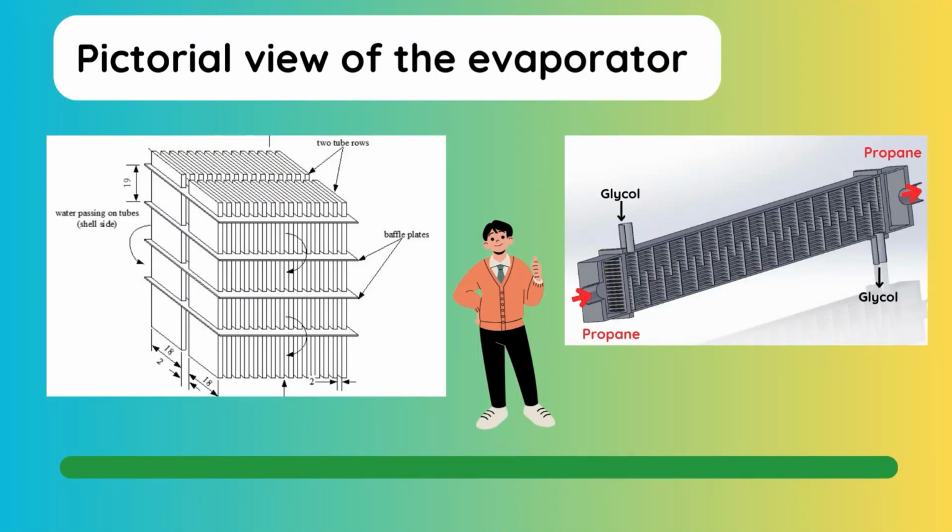This is a pictorial view of the mini-channel aluminum evaporator. Glycol flows in the shell, while propane flows inside the tubes. There are 30 tubes, each with a length of 661 millimeters, arranged in 2 rows and held in place by 31 equally spaced 1 millimeter thick aluminum baffle plates. The ends of the tubes are fixed to 2 aluminum end plates.